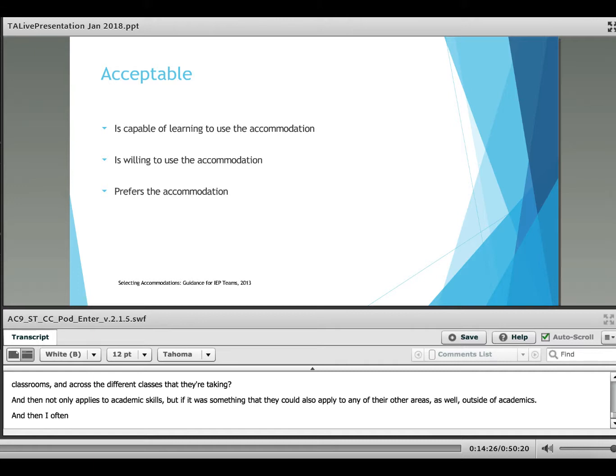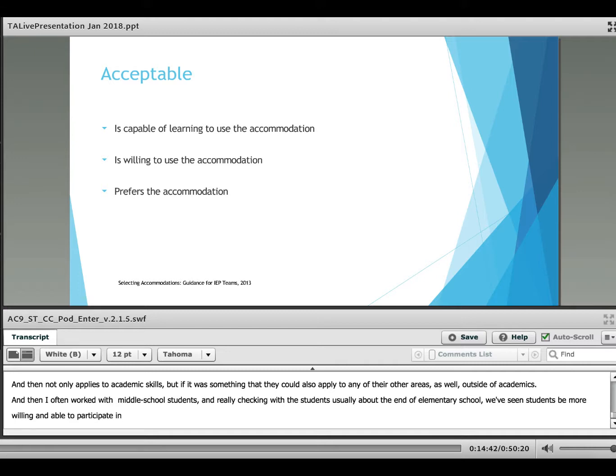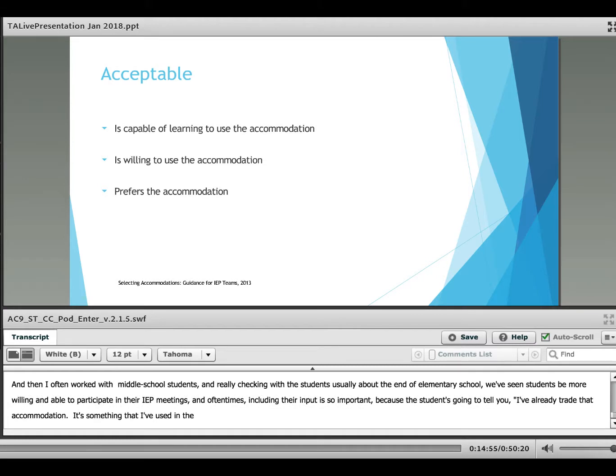And then I often worked with middle school students and really checking with the students, usually about the end of elementary school, we've seen students be more willing and able to participate in their IEP meetings. And oftentimes, including their input is so important, because the student's going to tell you, I've already tried that accommodation. It's something that I've used in the past and it no longer works for me, or it's something that I never was able to use effectively.